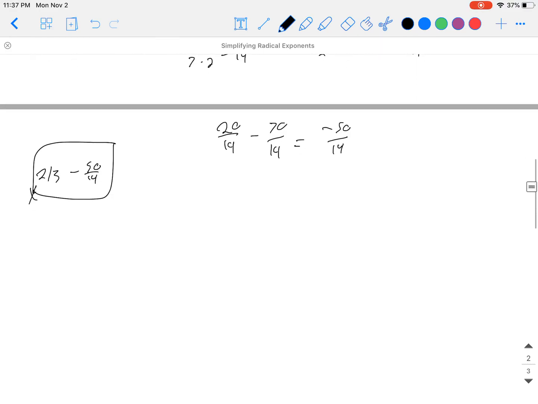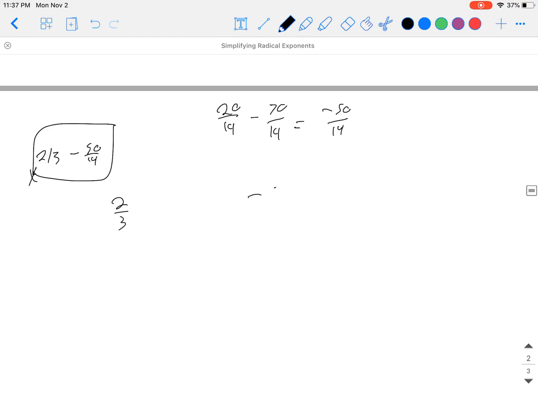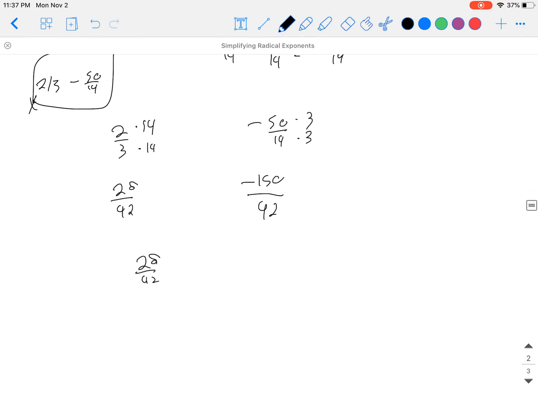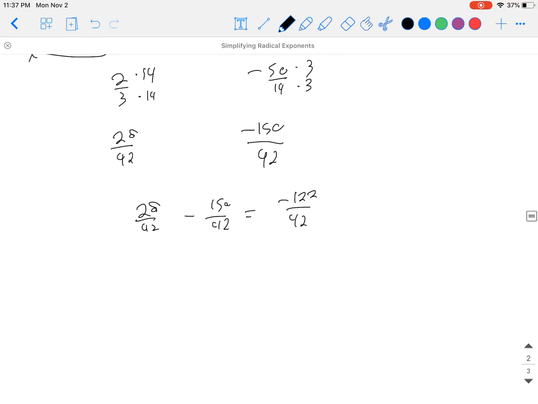And again, we need to find a common denominator. So we have 2 over 3 and negative 50 over 14. We can multiply the top and bottom by 14 to give us 28 over 42. And multiply the top and bottom by 3 to give us negative 150 over 42. Finally, we do 28 over 42 minus 150 over 42, giving us negative 122 over 42. That leaves us the simplified x variable as x to the negative 122 over 42.